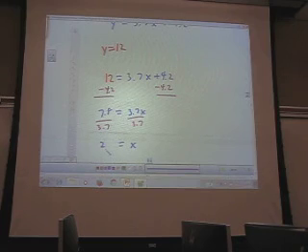Hey Google, what's 7.8 divided by 3.7? The answer is approximately 2.108108.